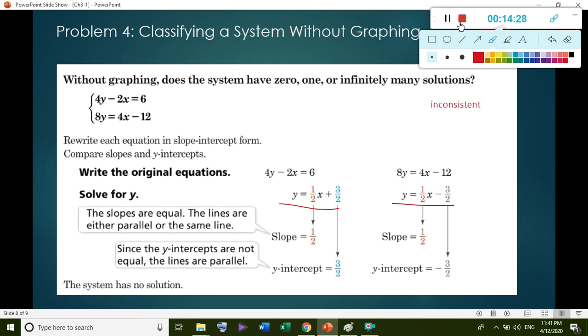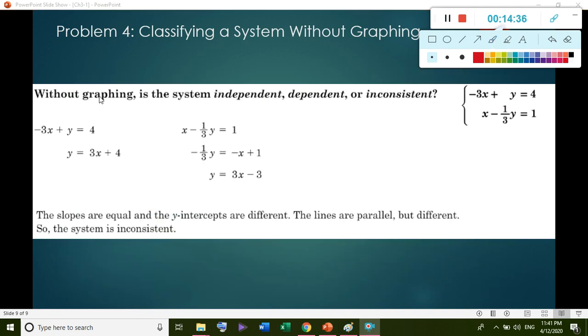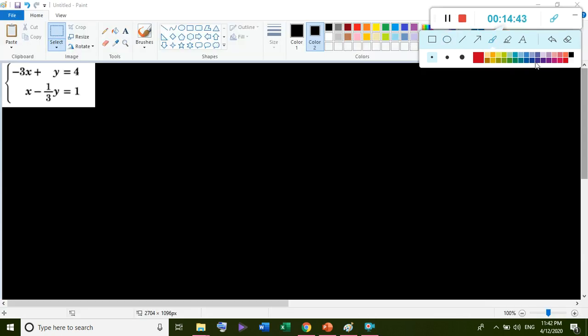Now let's go for the second and last problem we have on this idea. Without graphing, is the system independent, dependent, or inconsistent? Okay, let's solve it together. First of all, we're going to change each equation into the slope-intercept form. We're going to start with the first one.